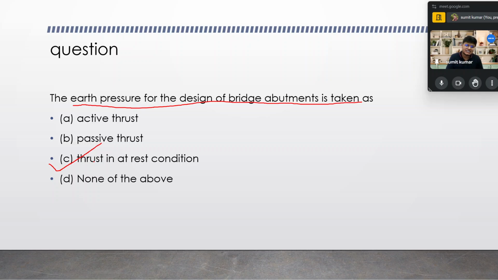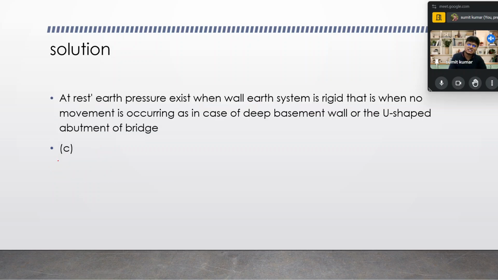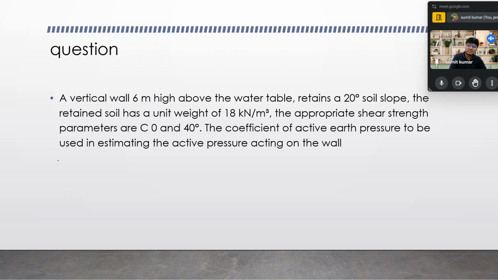So it acts as in the rest condition. When we see the explanation, we say at rest the earth pressure exists when the wall-earth system is rigid, that is when no movement is occurring, as in the case of a deep basement wall or U-shaped abutment bridges.